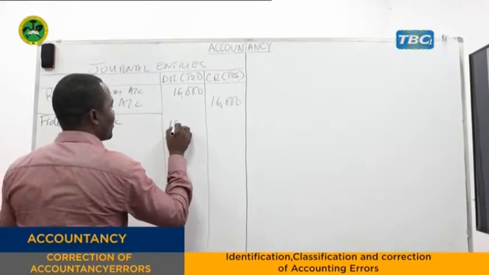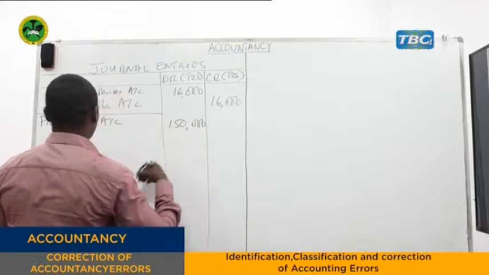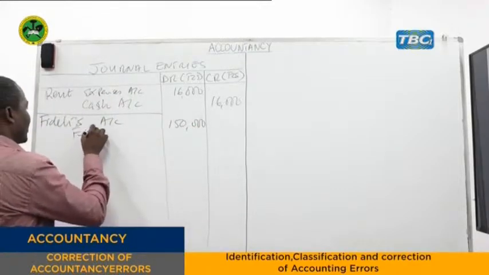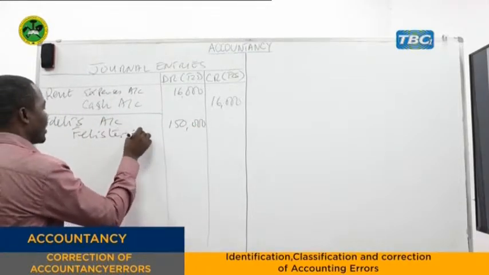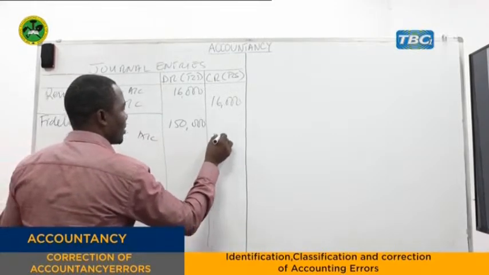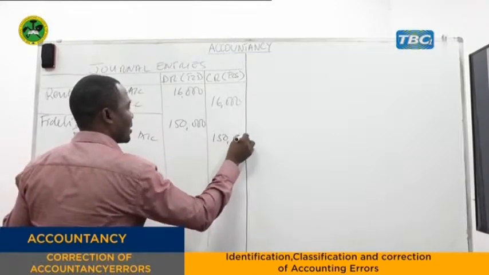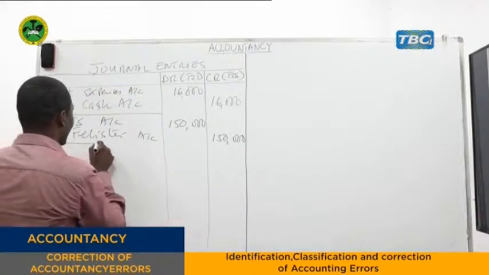We debit Fidelis account by 150,000 and credit Ferista account by 150,000. So you put your narration.